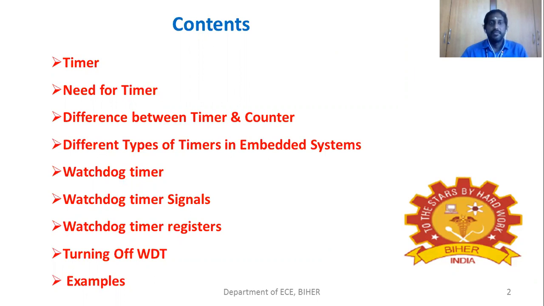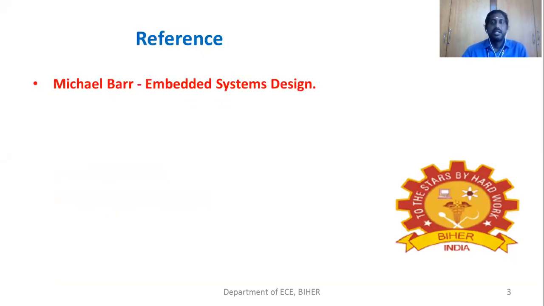We start the session with what is a timer. After that, we discuss the need for a timer, how a timer is differentiated from a counter, what the types of timers used in real-time embedded systems are, and what the role of a watchdog timer is. Then the signals related to the real-time operation of a watchdog timer, the registers related to a watchdog timer and its operations, and how to enable and turn off the watchdog timer. Finally, we conclude the session with real-time examples. This is the reference used for this presentation.